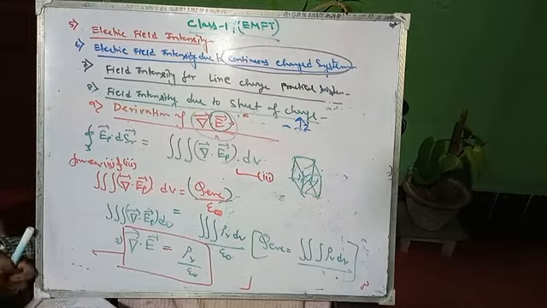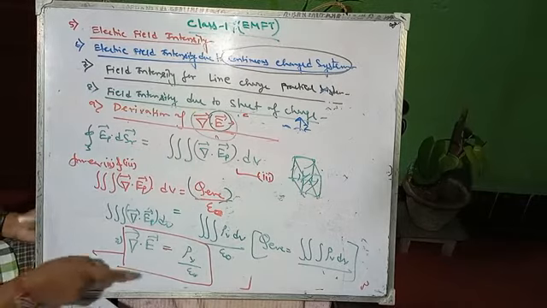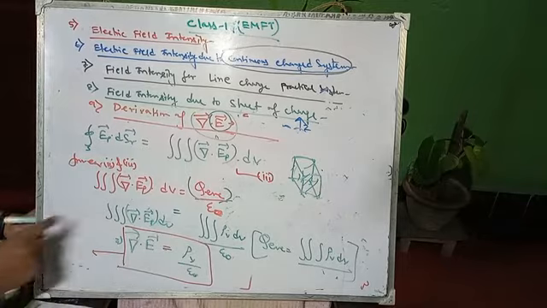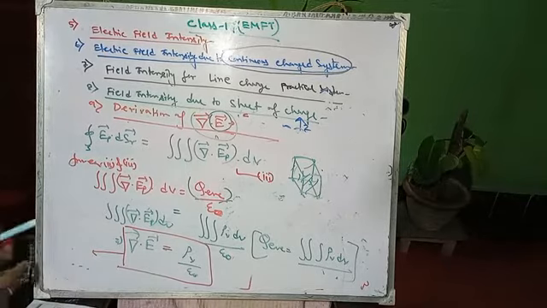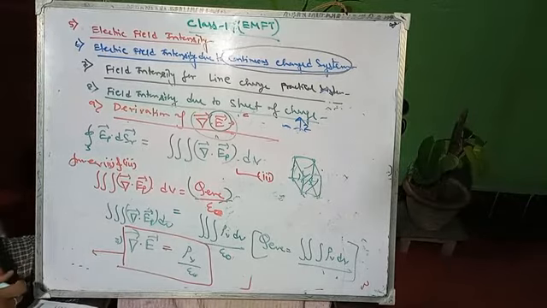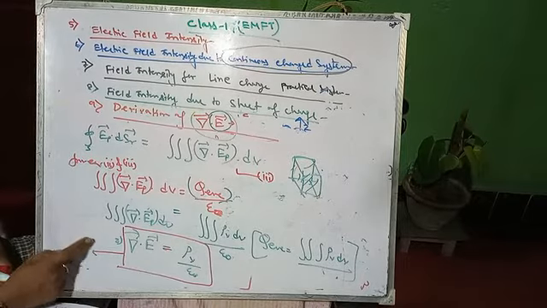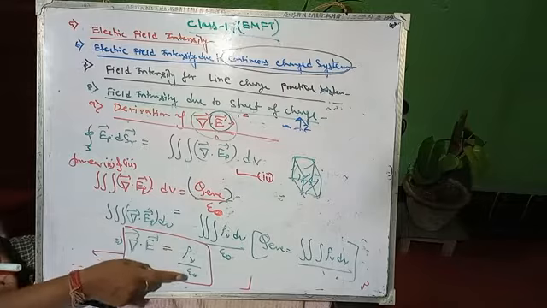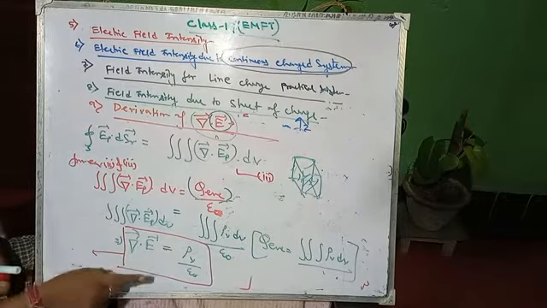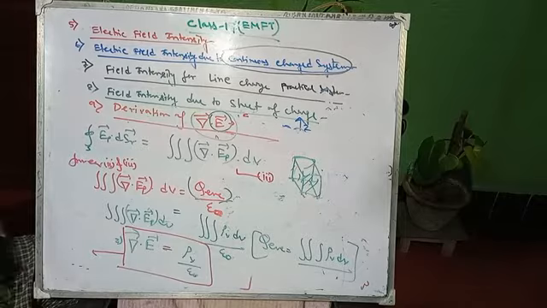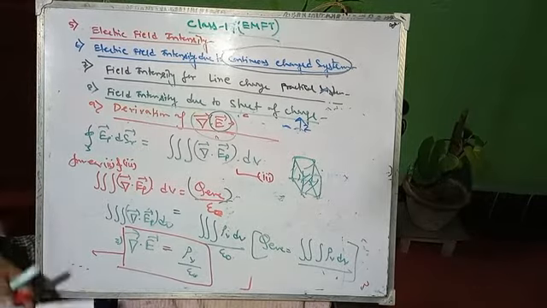Make a conclusion. This is the differential form of Gauss's law, and it can be taken as Maxwell's first equation. Okay, Maxwell's first equation.